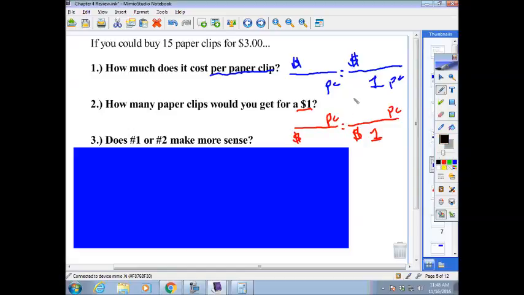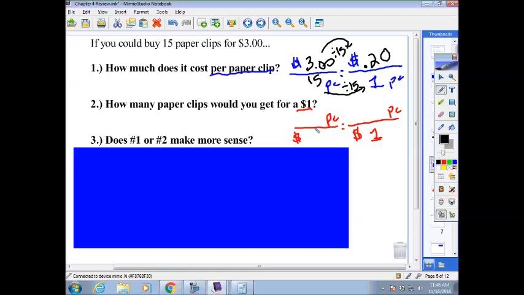Now we're going to put our fake ratio on there. That is that $3 for 15 paper clips. What am I doing to my number of paper clips? Dividing by 15. So what do I got to do up here? Divide by 15. We end up getting 0.2. Am I going to accept that? No. No, because money doesn't just go to one decimal place. You got to add the 0 and make it 20 cents.